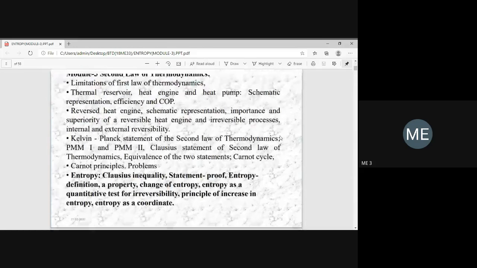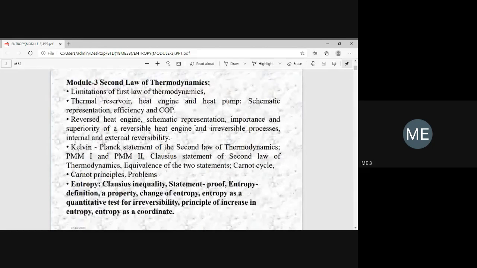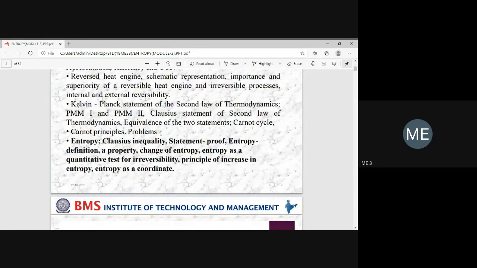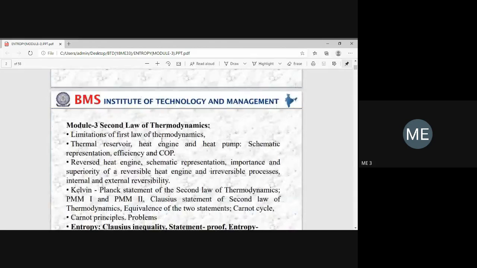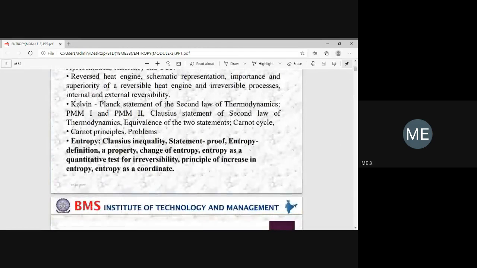So I'm going to do revision on entropy. So I revised the second law of thermodynamics. The one more chapter in module 3 is entropy. It's one of the important chapters.